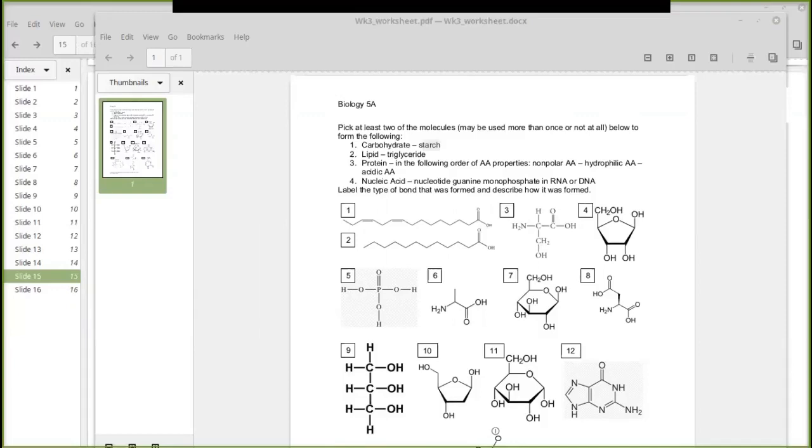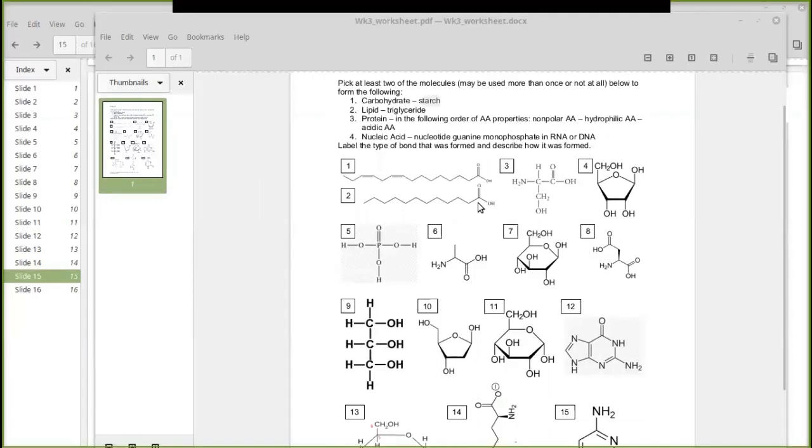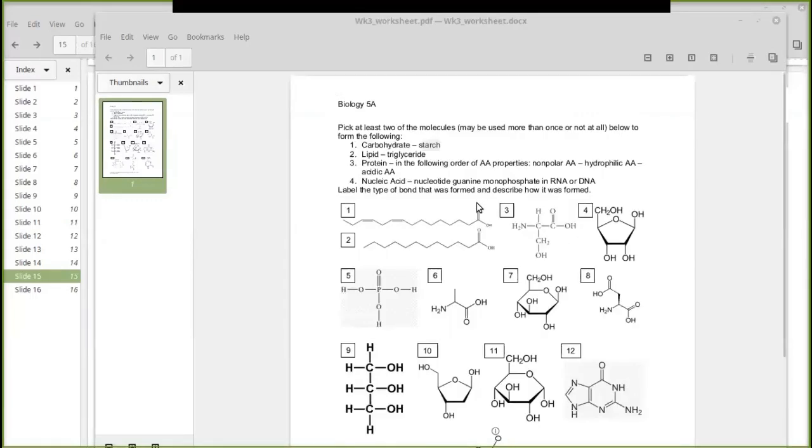Emily, do you have any ideas? No, I'm not sure. Okay. Well, let's take it step by step. Starch is what type of chemical? What type of biomolecule is it? So you have your carbohydrates, proteins, lipids, and nucleic acids. Which one is starch? Carbohydrate.